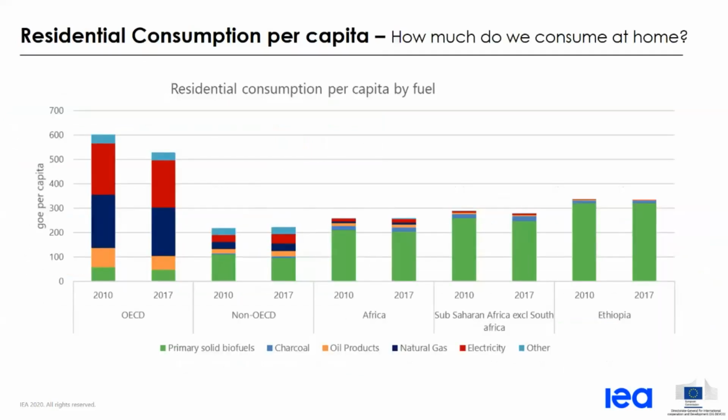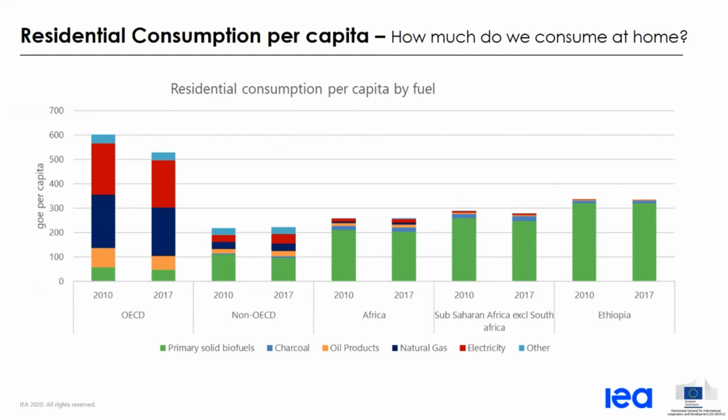Then you can also calculate residential consumption per capita. And again, here we can do the same example. You can see OECD countries' consumption per capita. So what is consumed in the houses of people is much higher than what is consumed in Ethiopia, for example. And here we're also including primary solid biofuels.